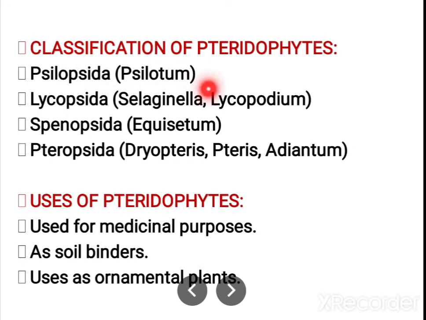The classification of pteridophytes: it can be classified into Psilopsida, Lycopsida, Sphenopsida and Pteropsida. These are all examples given, children, so it can be asked as one more question. You can remember: for Lycopsida, Selaginella and Lycopodium; for Sphenopsida, Equisetum; and for Pteropsida, Dryopteris, Pteris and Adiantum come under this category. So try to remember the examples along with the classification.